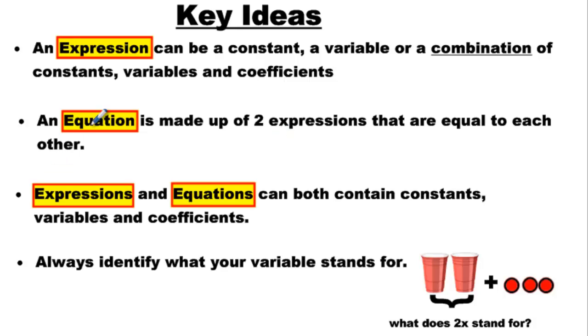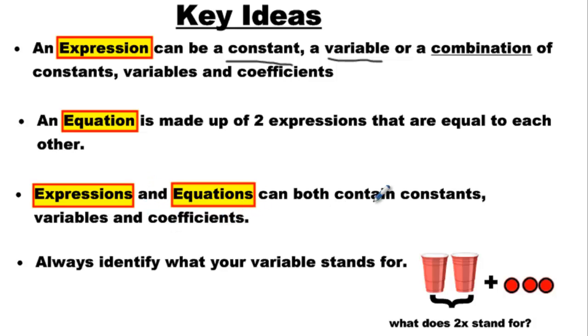An expression, we looked at a few things. An expression can be a constant. This is more like a review. It could be a constant like 3. It could be a variable like x, or it can be a combination of constants, variables, and coefficients. That's what an expression is. But an equation is when you take two of those expressions and you stick an equal sign in between them. And we also learned that expressions and equations can both contain constants, variables, and coefficients.